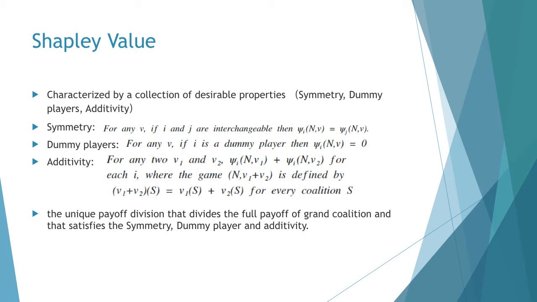Here I want to focus on the definition of interchangeable. Interchangeable means that if there are two players, i and j, and they contribute the same thing to every possible coalition, they are interchangeable. So what is a dummy player? A dummy player means that this player contributes nothing to the coalition. It means that the payoff will be the same with him or without him. So actually, the Shapley value is the unique payoff division that divides the full payoff of the grand coalition and that satisfies symmetry, dummy players, and additivity.